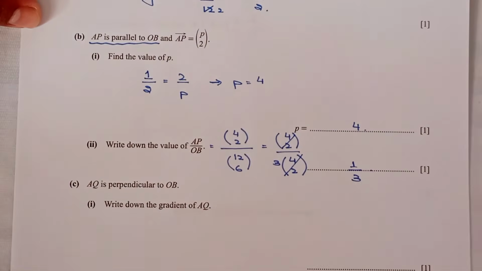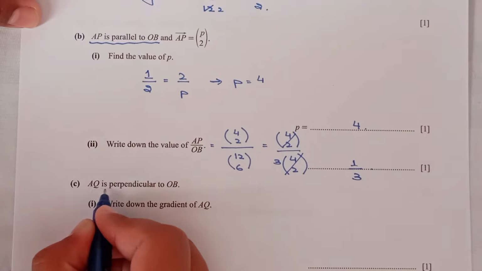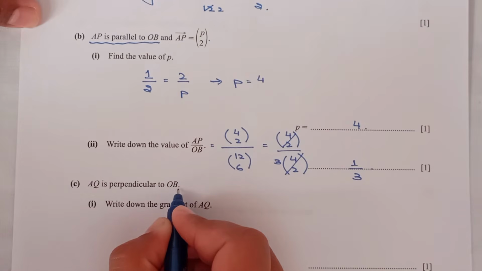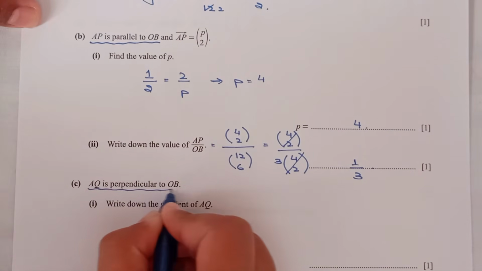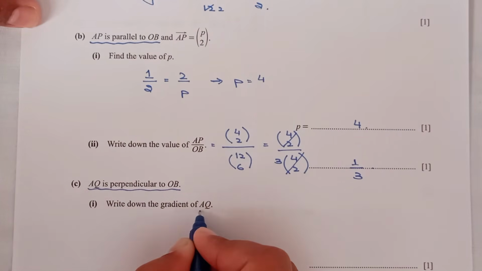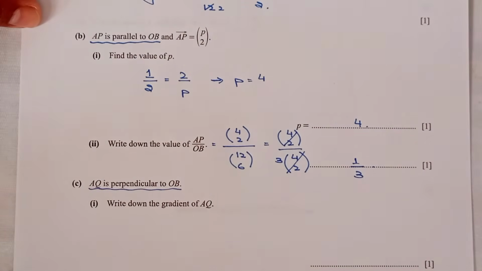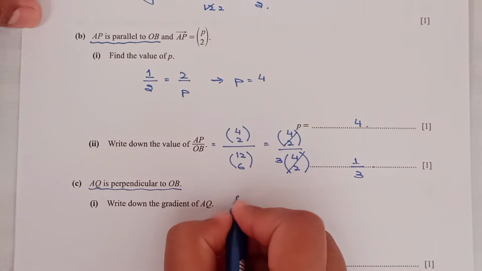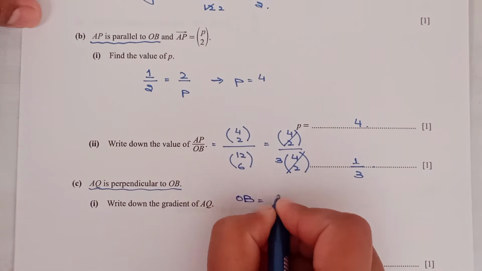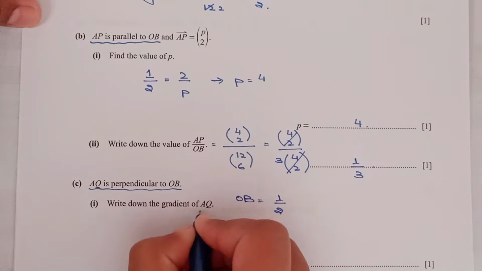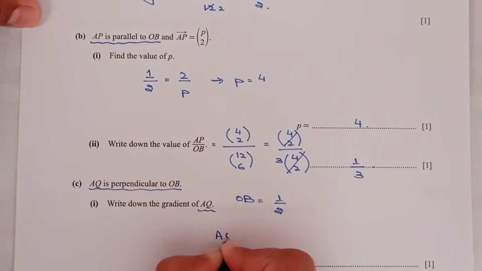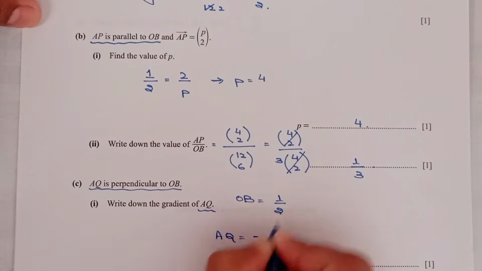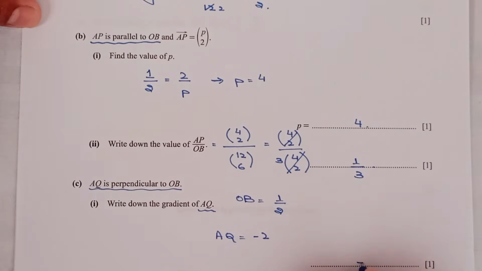Now for part C, AQ is perpendicular to OB. So AQ is perpendicular to OB. Write down the gradient of AQ. When two lines are perpendicular, their slopes must be negative reciprocals of each other. So we know that the slope of OB is 1 by 2. So what is the slope of AQ? AQ slope must be negative and the reciprocal of 1 by 2 would be 2. So it is minus 2.